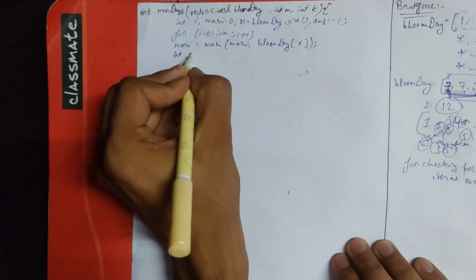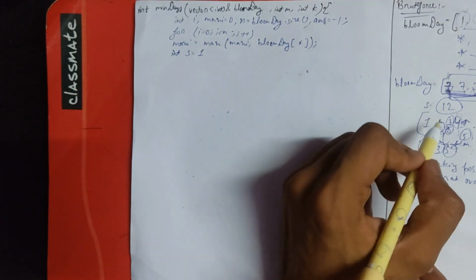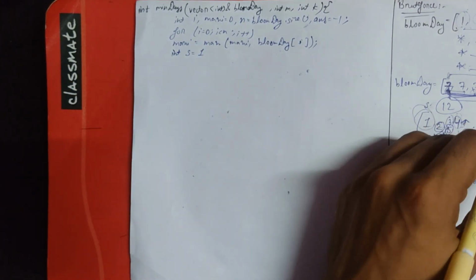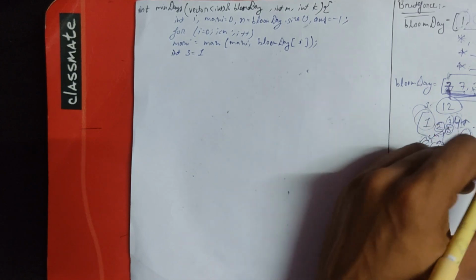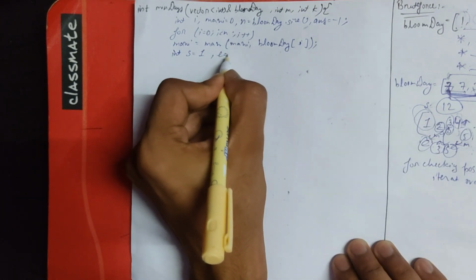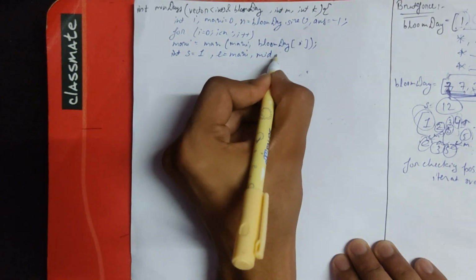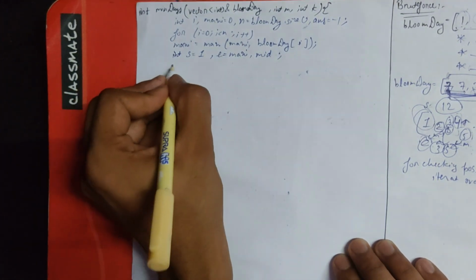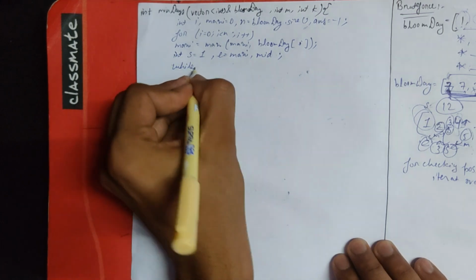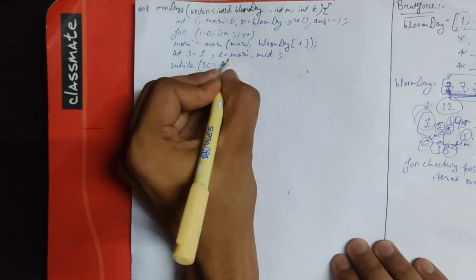So for the binary search we have to declare some variables. S will be 1, as we knew that the minimum range will be 1, and E will be the maximum. So int S equals to 1 and E will be at the maxi. And let's declare mid, that we will use in binary search. Now let's apply the binary search by writing the loop while S less than equals to E.